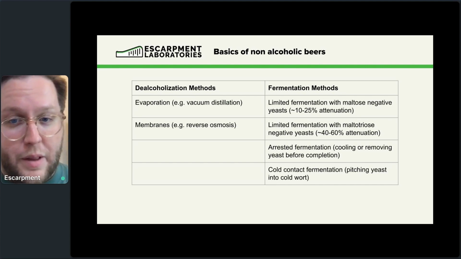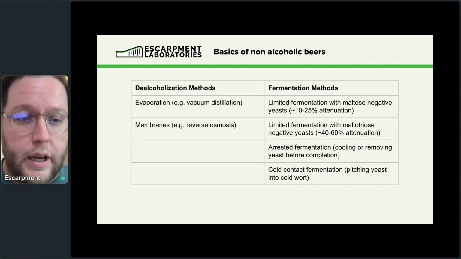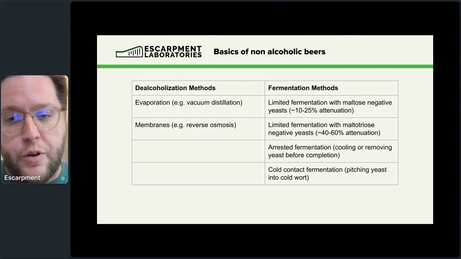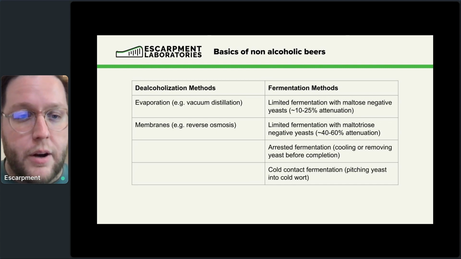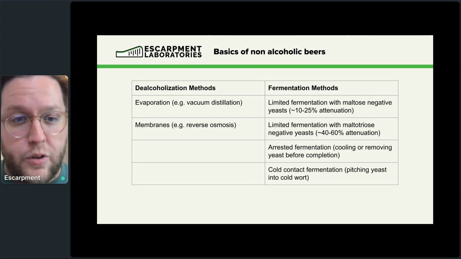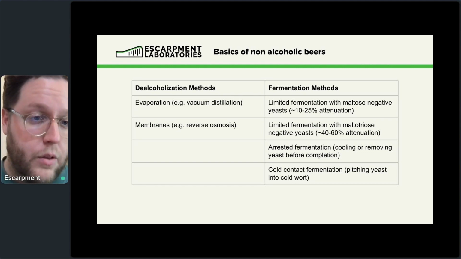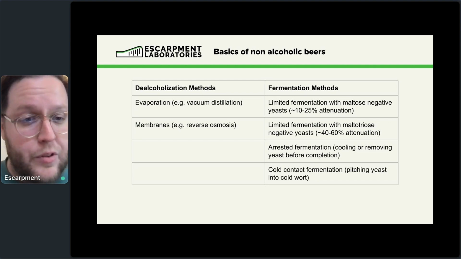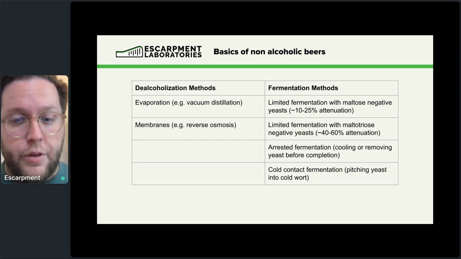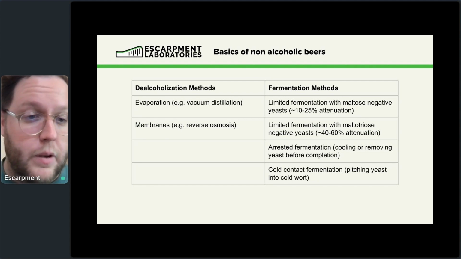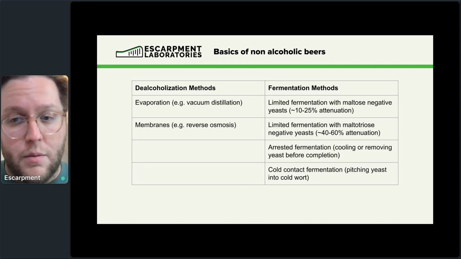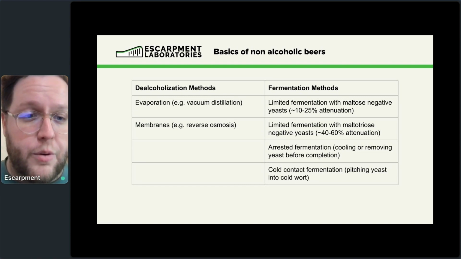Then we get into the fermentation methods, and that's where we're going to really focus on today. There's a few different categories, but really the name of the game here is restricting fermentation, so we're not going over that 0.5%, either through the strength of the wort, the starting sugar content, or through the limits of the yeast strain, or through things like temperature. So number one is limited fermentation with a maltose negative yeast, so a yeast that doesn't ferment maltose, which is the most abundant sugar in your beer wort.